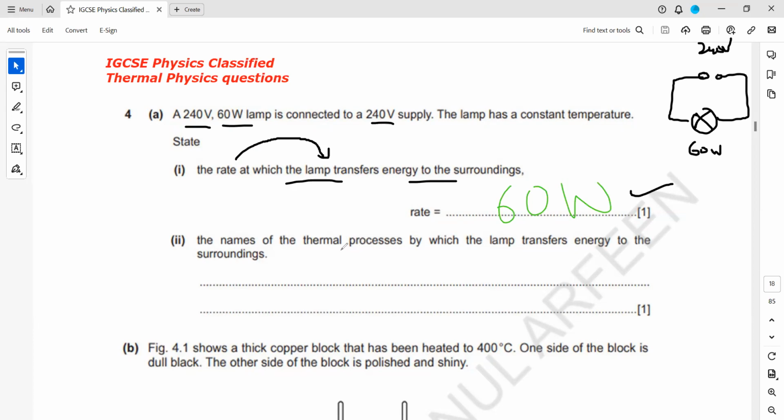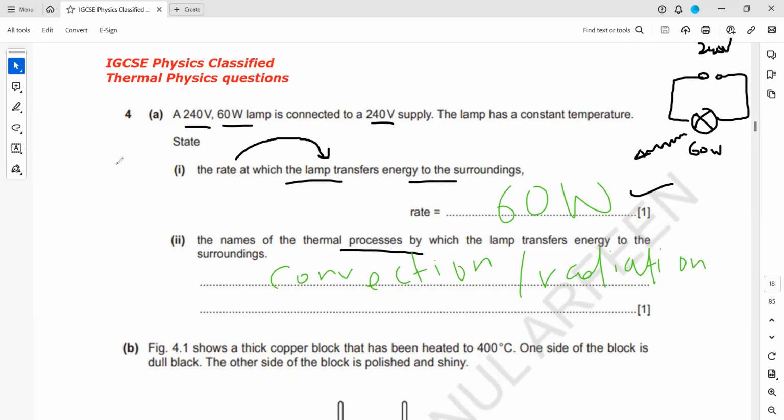The names of the thermal processes by which a lamp transfers energy to the surrounding. Like when you light up this lamp, how is the energy transferred to the surrounding? You have to mention two of them. The first one, okay, convection and radiation both.